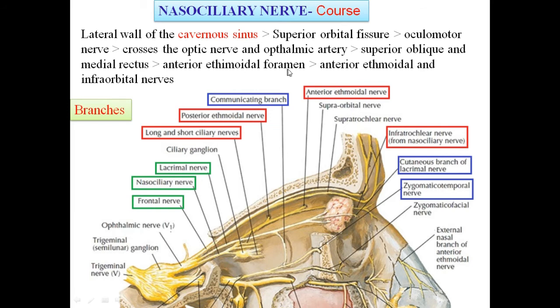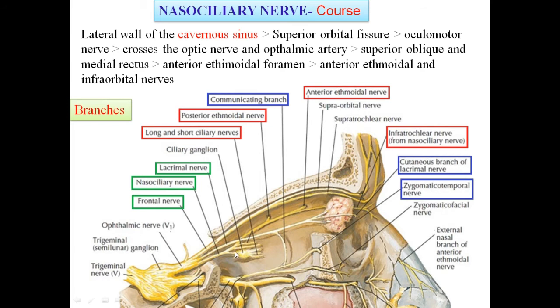Then it passes through the anterior ethmoidal foramina, where it is divided into two divisions, the anterior ethmoidal and the infratrochlear. Now you can see that here is the anterior ethmoidal nerve, and the other one is the infratrochlear nerve, which supplies the lateral wall of the nose.